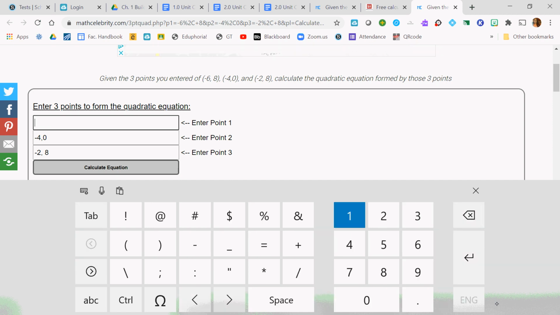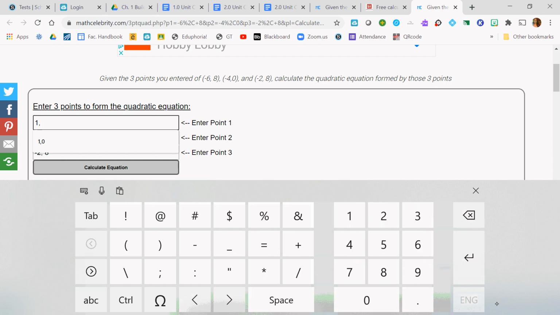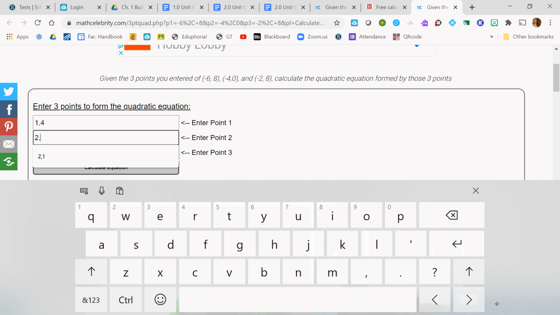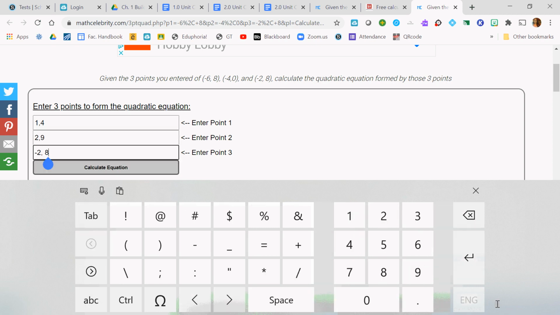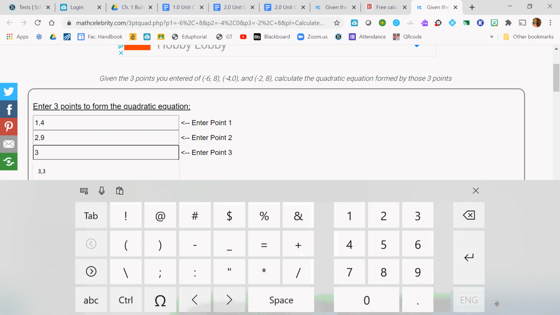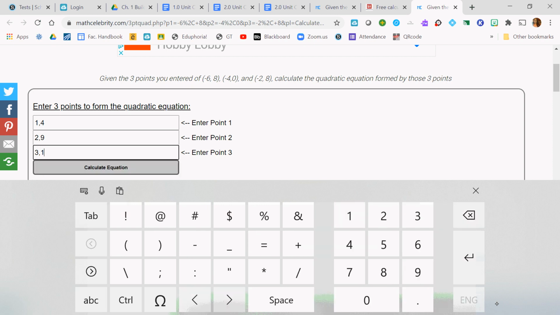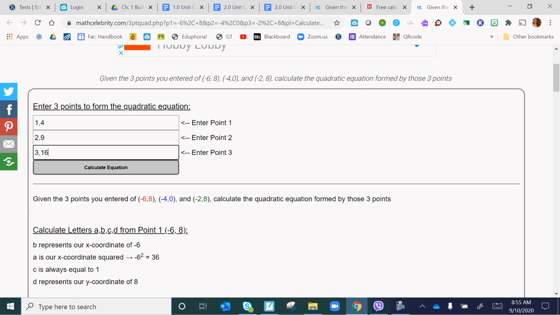So 1, comma 4. Where is the comma on this? It doesn't seem like it is. To go back. 1, comma 4. 2, comma 9. And then 3, comma 16, right? Okay, so now I've got my 3 points entered.